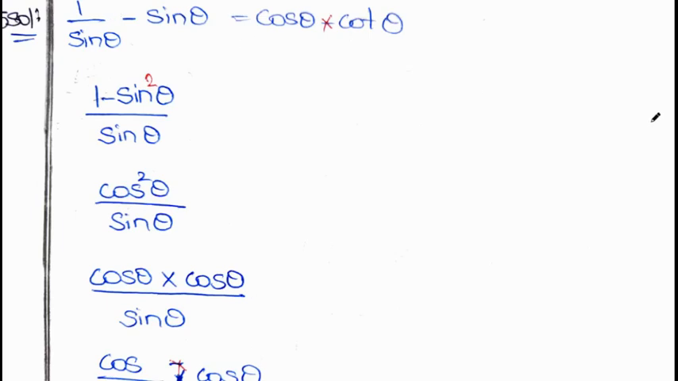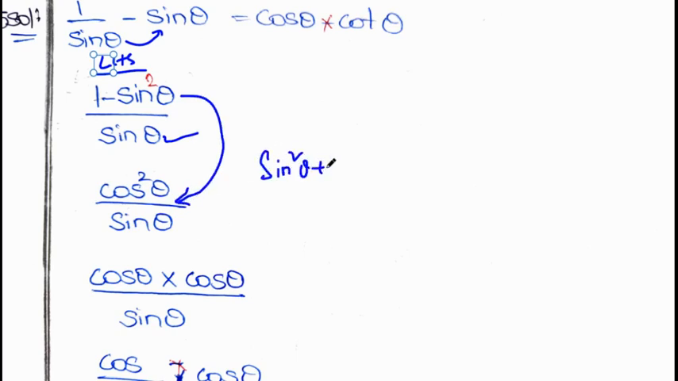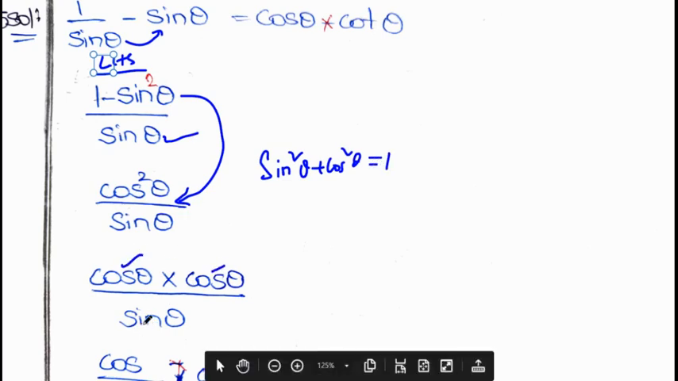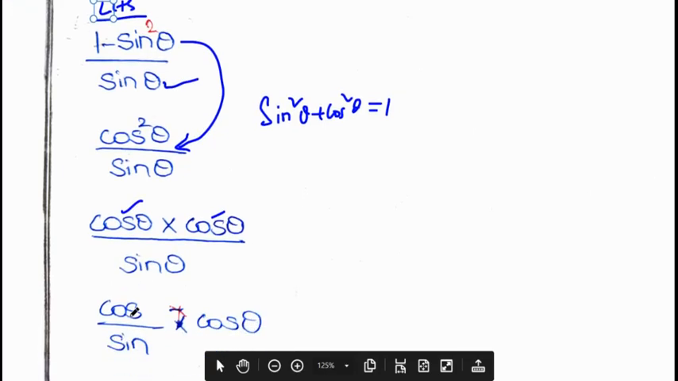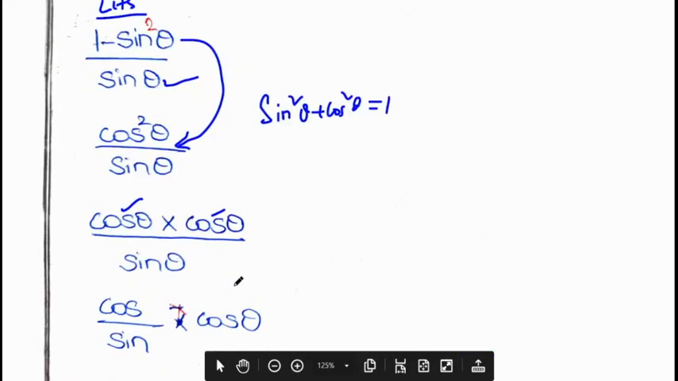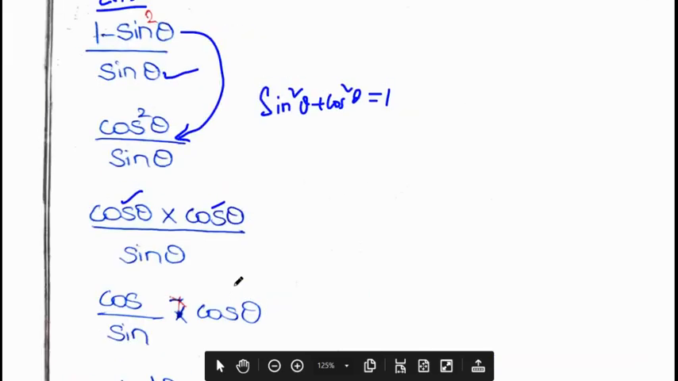Show that 1 by sine theta minus sine theta is equal to cos theta into cot theta. We will take LHS and prove the answer as RHS. So LHS: 1 by sine theta minus sine theta is 1 minus sine square theta by sine theta. 1 minus sine square theta is nothing but cos square theta, based on the identity sine square theta plus cos square theta is equal to 1. So cos square theta can be written as cos theta times cos theta by sine theta. Cos theta by sine theta is cot theta, and cos theta we will write as it is.